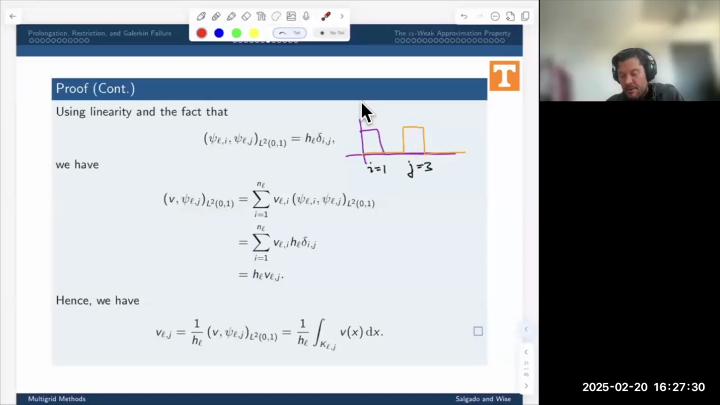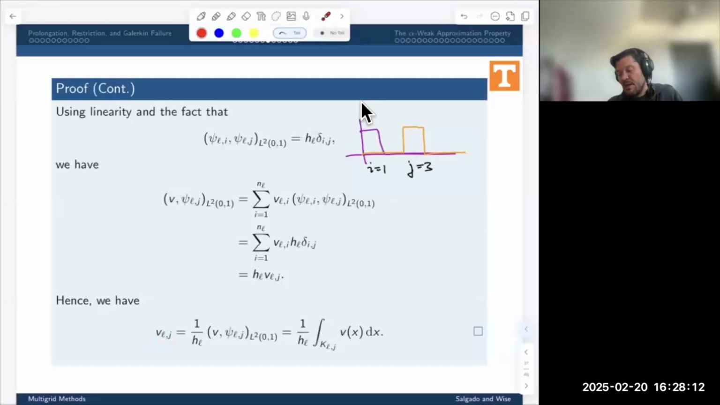Well, if I multiply v times the jth basis function, that simply becomes the integral of v over the jth cell. Why? Because this guy is going to kill off v outside of that interval, outside of that cell. And of course, now I can take HL and move that to this side, and it's pretty clear in the end that VLJ has to be 1 over HL times that integral, the integral over a single cell, and that cell is in particular KLJ.